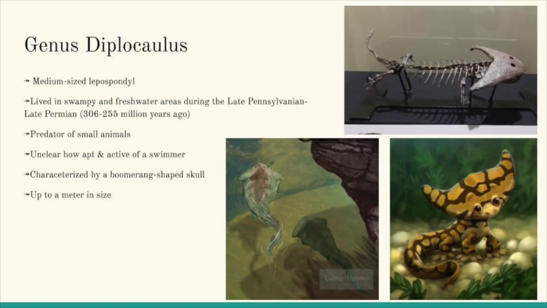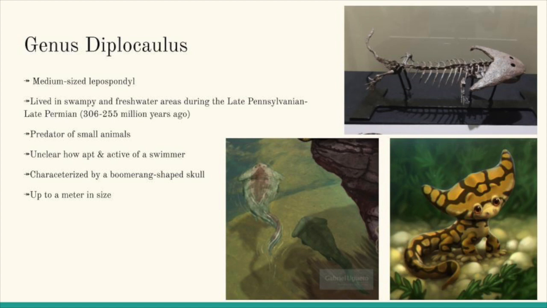Genus Diplocaulus was a medium-sized lepospondyl, which is the technical term for an early amphibian, distinguished by its hourglass-shaped vertebrae. Members of this genus lived in swampy and freshwater areas during the late Pennsylvanian to the early Permian periods.